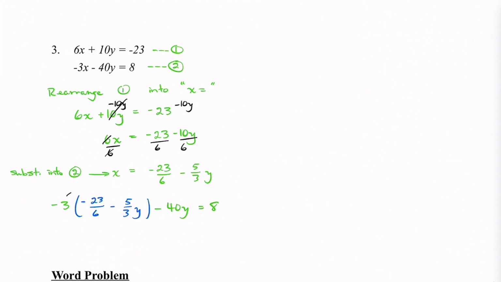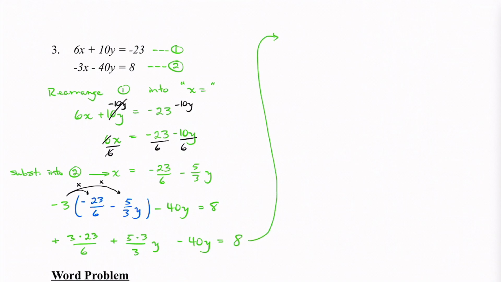I am first going to distribute this negative 3 into my brackets, so it's going to multiply to each of those. With the first one, the two negatives are going to cancel, and it's going to give me something positive. Then I'll have 3 times 23 divided by 6. With the second one, again, the two negatives are going to cancel, and I'm going to get something positive, and it's going to be 5 times 3 divided by 3, and then there was also times y. Then we had a minus 40y, and this equals an 8. So I'm going to take that work and go back up to the top here now.